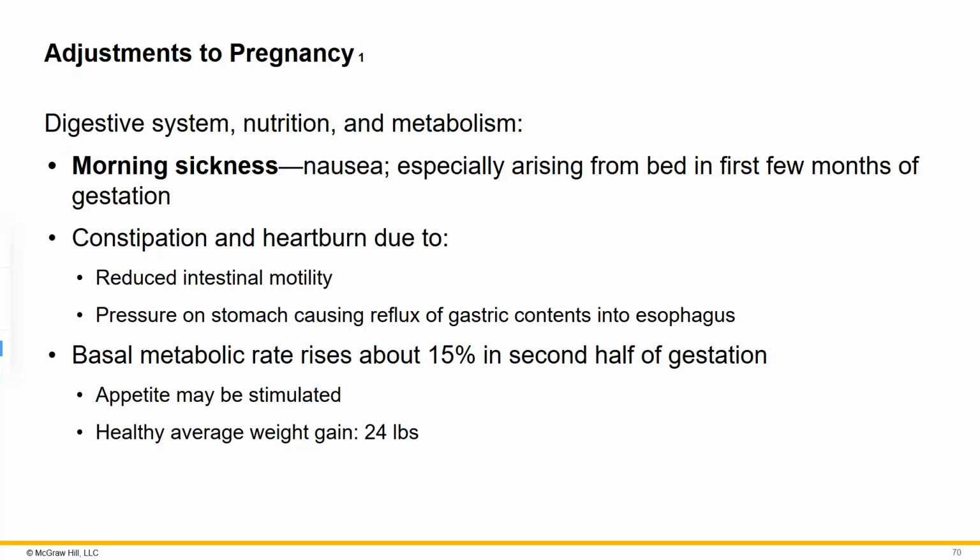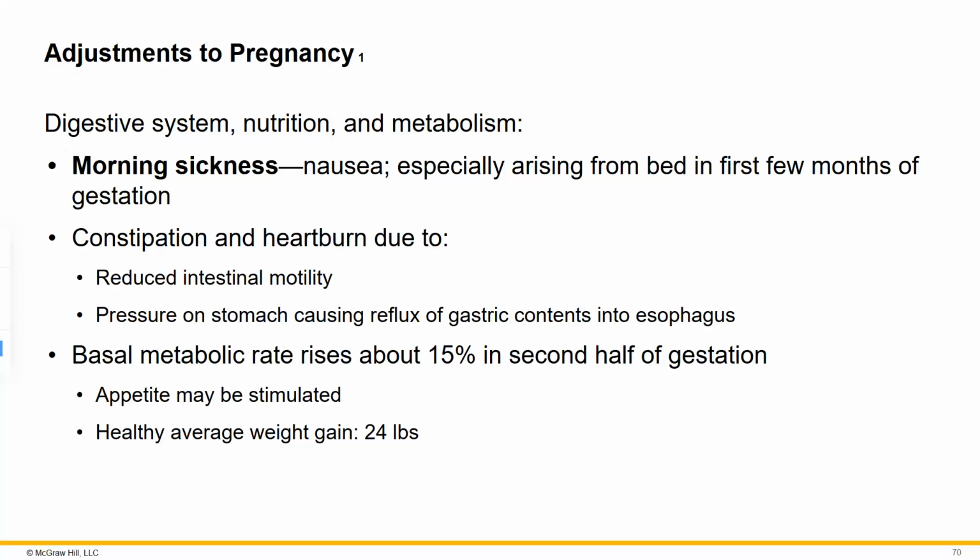Adjustments to pregnancy. So the digestive system, nutrition and metabolism, morning sickness, nausea, especially arising from bed in the first few months of gestation. Constipation and heartburn due to reduced intestinal motility. We slow down the digestive tract so you can absorb more nutrients, so the baby gets more nutrients from what you eat. So that causes decreased motility, which causes increased constipation and heartburn. The pressure on the stomach also causes the reflux of gastric contents into the esophagus. So these are very significant symptoms of being pregnant for some women, and sometimes they don't tell you about all these side effects of being pregnant.